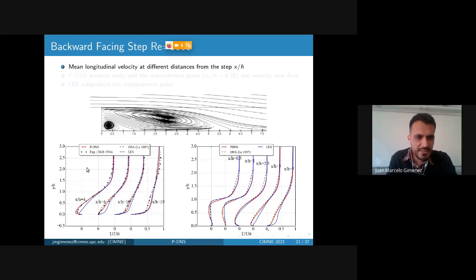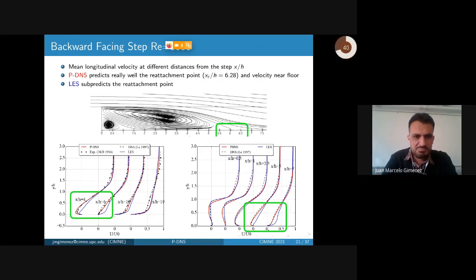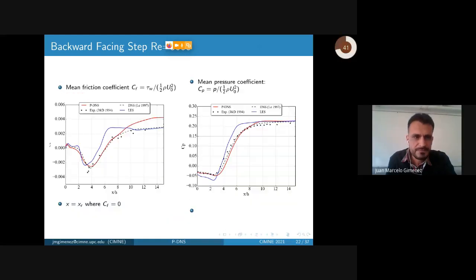So I show here some velocity profiles. In black, there are the DNS and the experimental references. And I would like to highlight the prediction about the reattachment point. The Pseudo-DNS predicts really well the reattachment point and velocities near the floor, but LES poorly predicts the reattachment point, and the differences are shown here.